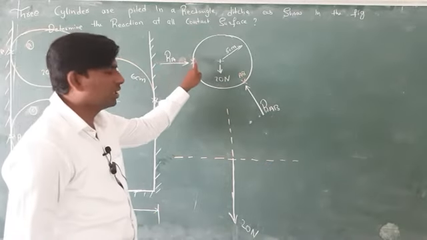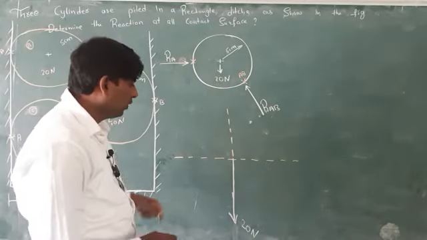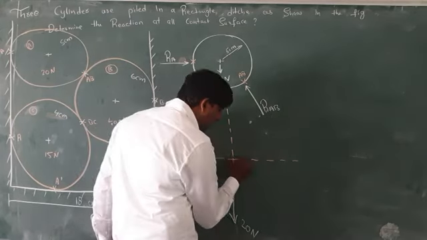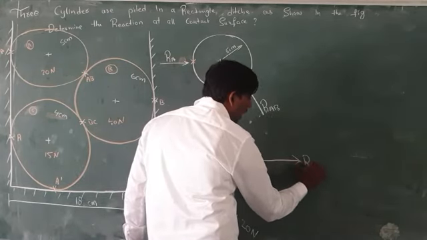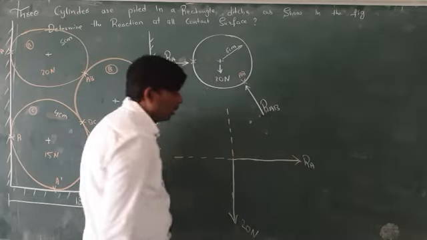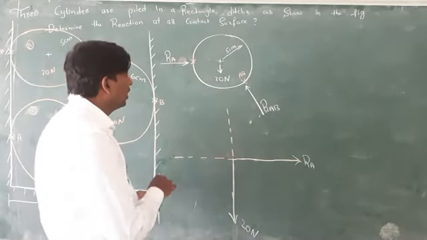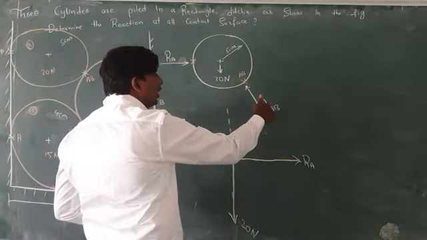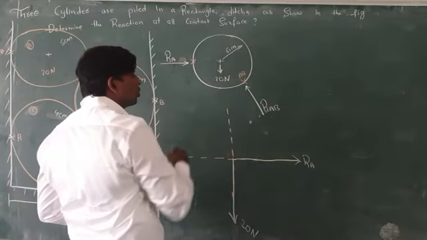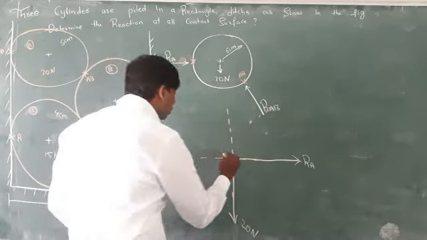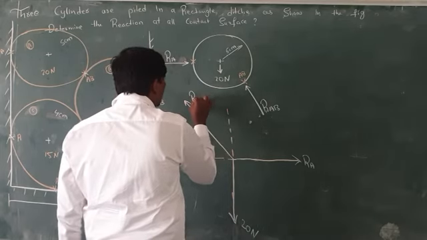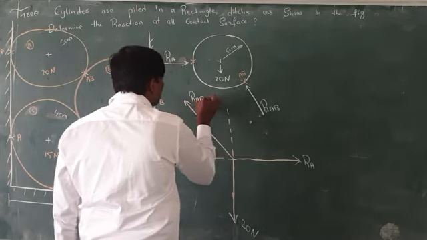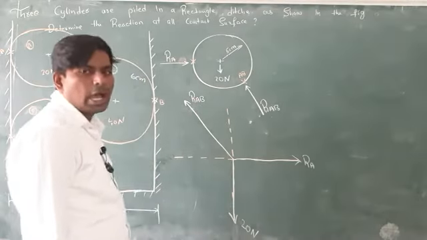Here this reaction is known as RA, and on which axis is it going? On the X axis. After that, any other touching point here? In which quadrant is it going? Second quadrant. So this one you can take as RAB.